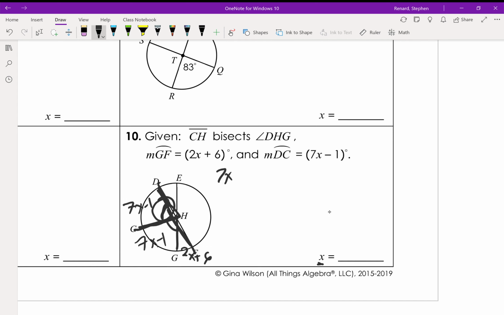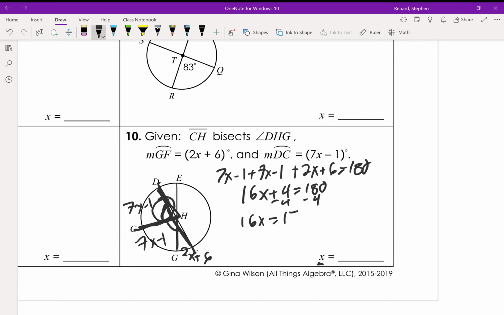So we go 7x minus 1 plus 7x minus 1 plus 2x plus 6 equals 180. 7 and 7 is 14. 14 and 2 is 16x. 6 minus 1 is 4. So we're going to subtract 4 from both sides. We get 16x equals 176, which is going to give us x equals 11.